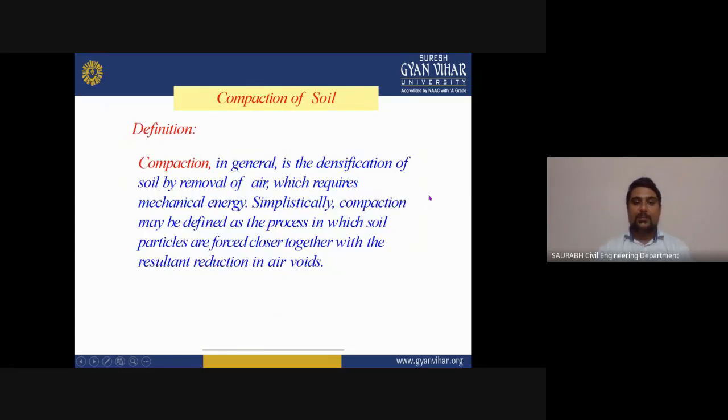Now we will see the compaction of soil again. What might be the different definitions of compaction? Compaction in general is the densification of soil by the removal of air, which requires mechanical energy. Simplistically, compaction may be defined as the process in which soil particles are forced closer together, with the result of a reduction in the air voids. In general, you can say compaction is the method of removing air voids from the soil.